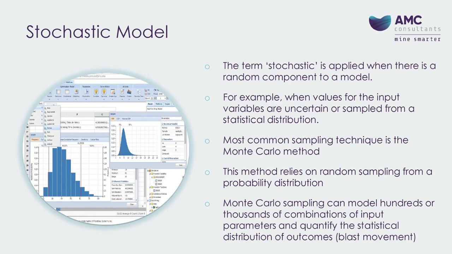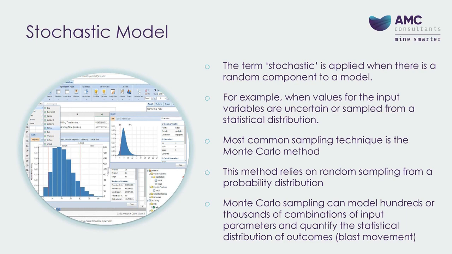The most common sampling technique is the Monte Carlo method, which is what's used in this model. This method relies on random sampling from the probability distribution that is established by the blast movement database. And the Monte Carlo sampling method can model hundreds, thousands of combinations of input parameters to quantify a statistical distribution of outcomes, and in this case, predicting blast movement.